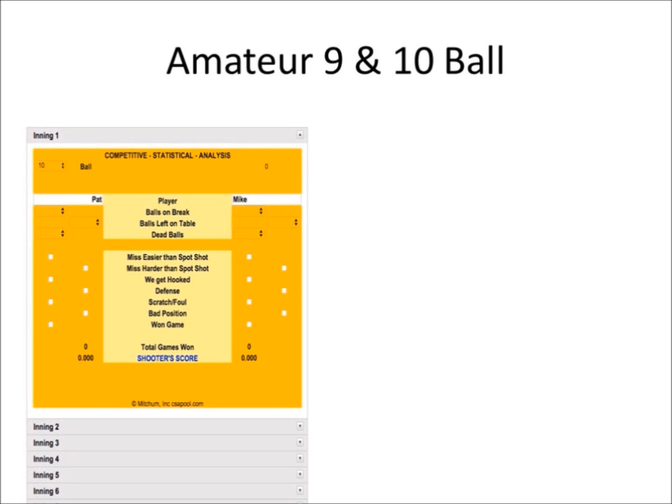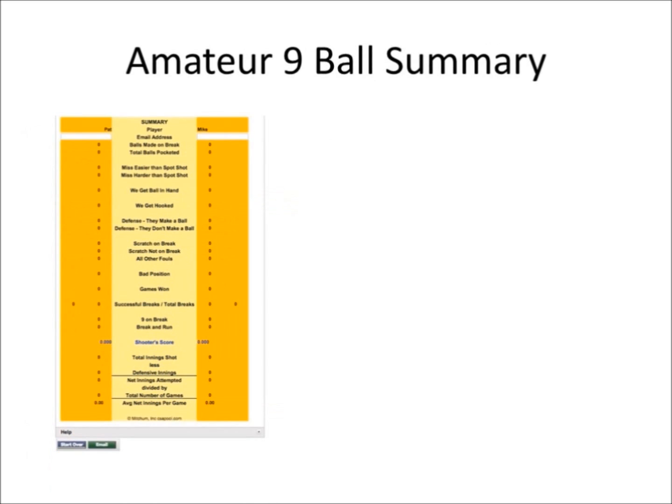This is the amateur 9-ball summary. Like the professional version, if you'll notice in the upper left-hand corner, there's a white box, and if you'd like to receive an email of this report, simply put your email address in there and click email at the bottom of the page. Now, from the information you provided on each inning that you shot, the app will now dissect that and put it in the appropriate category.